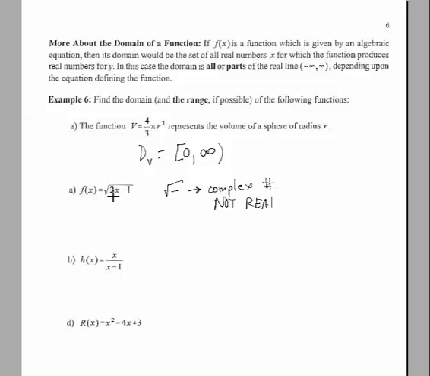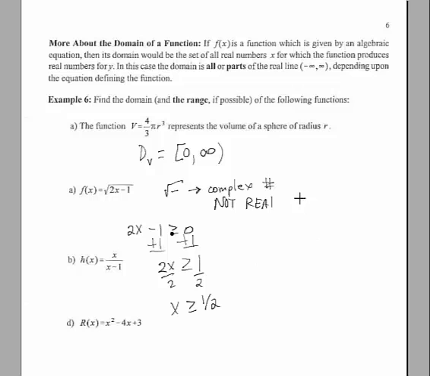So for the domain of f, we want only values of x such that 2x minus 1 is greater than or equal to 0. To find the domain, we actually figure out what's not in the domain. We solve this inequality, add 1 to both sides. We get 2x is greater than or equal to 1, and then we divide by 2, and we see that x is greater than or equal to 1/2.